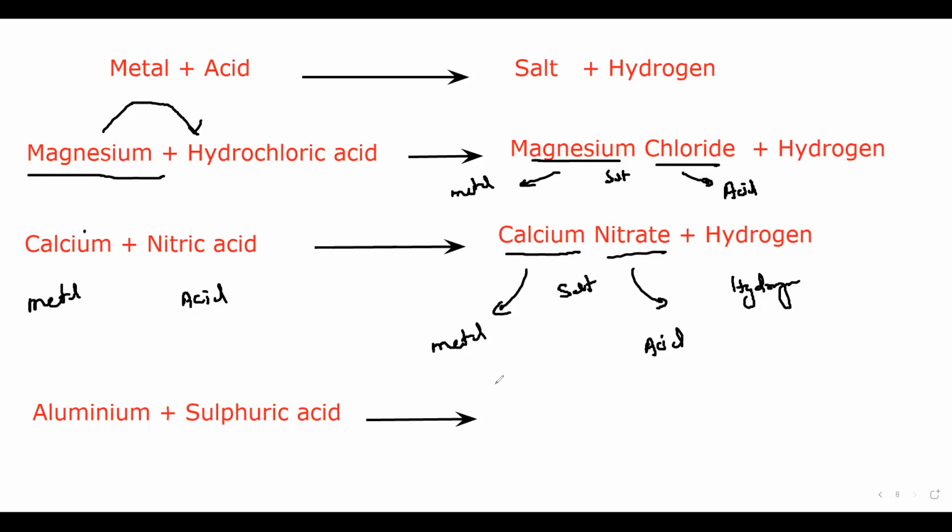So aluminium plus sulfuric acid, the result will be, because sulfuric acid is there, whenever the product should be salt and hydrogen. Yeah, that's right. The first name is coming from the metal, that is aluminium, and the second name of the salt is coming from the acid. So if it's a sulfuric acid, then it will be sulfate, and plus the product will be hydrogen.